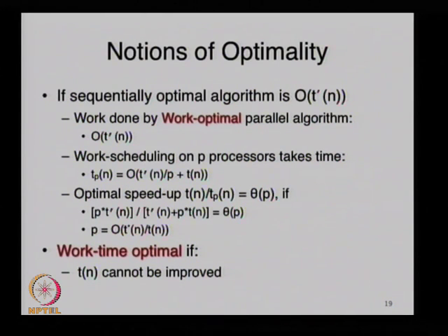It's the same thing as before, but it says that P is big O of that, right? As long as you don't have more processors than that, you've got an optimal, also cost optimal solution. It is work optimal as well as time optimal if you cannot now improve T of n. T of n is the time you would take in your parallel algorithm.